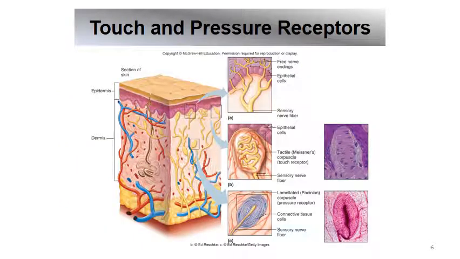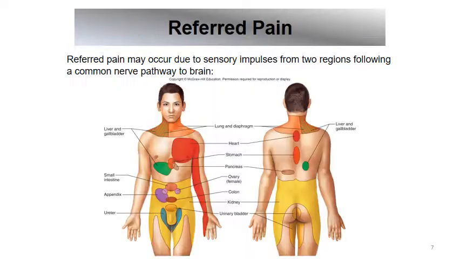Alright, so here's the picture of the skin and where these receptors are. This picture will not be on the exam, but this is just to give you a reference. Referred pain, you don't have to memorize any of this, but kind of interesting to look at it. So the pain from the organs, it's not going to be felt right in the organ, but in the surrounding area.